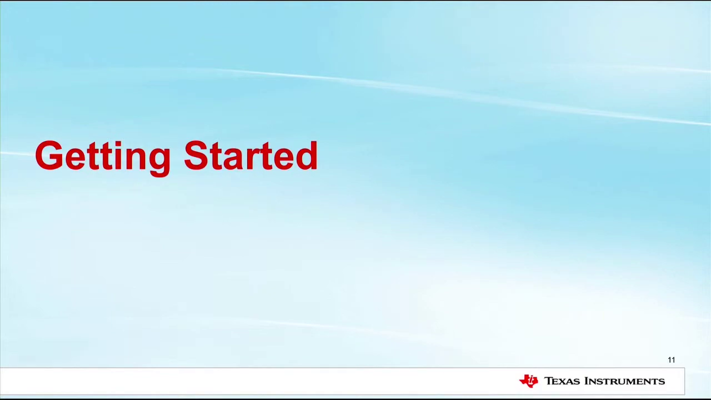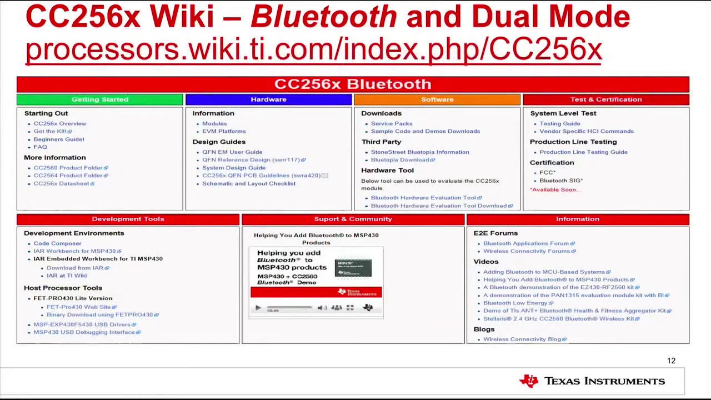All right, getting started. So how do you get started to evaluate? I've talked about the wiki a couple times, and this is just a screenshot really to show you the amount of information that's on there. On the left-hand side, you have your getting started: get a kit, go through the reference design, or there are some FAQs to understand it a little bit more. Looking at the product folders to see what's going on there, to get some more details on the product itself.